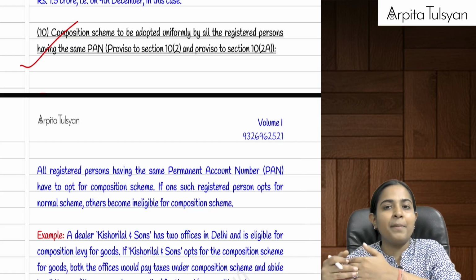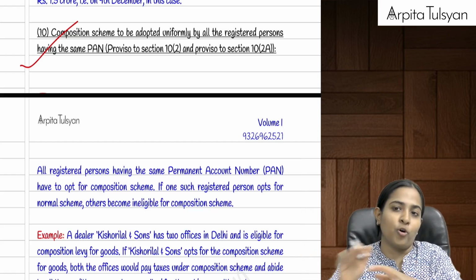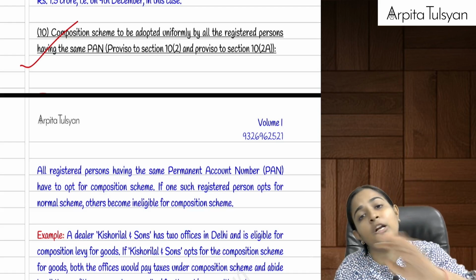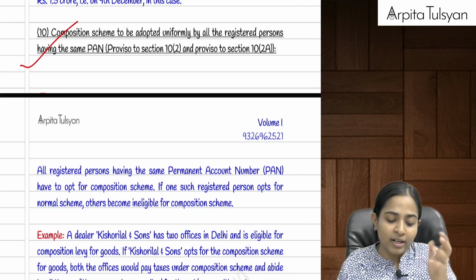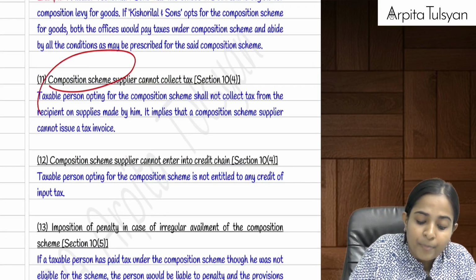Okay, Mumbai branch, Gujarat branch, one cannot say I will opt, another will not opt. No, if all of you want to opt, all of you opt. If none of you want to opt, none of you will opt. Okay, but it's not that I will opt, I will not opt. Very clear with this?